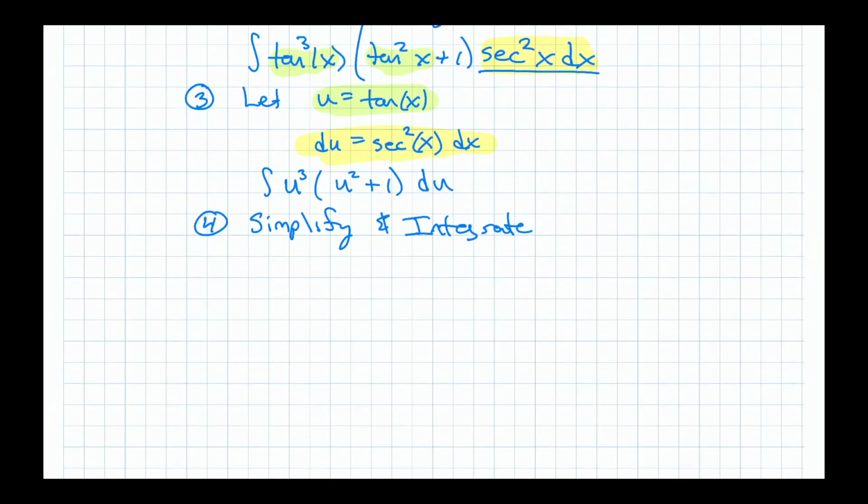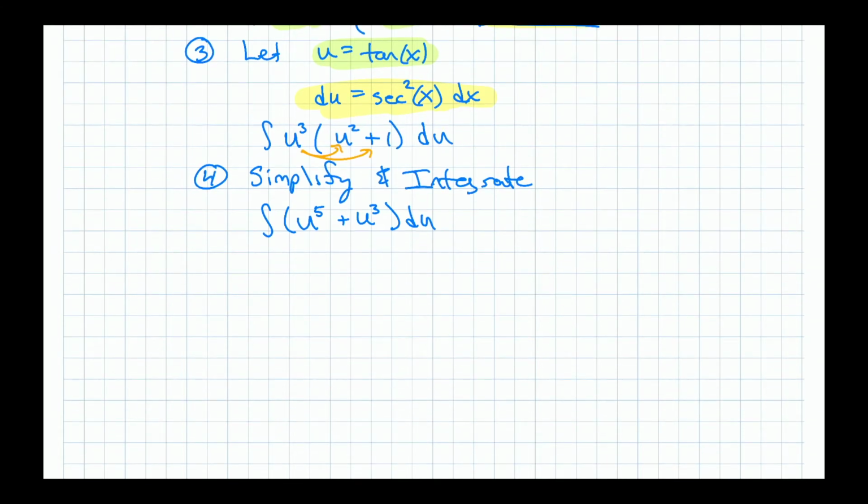So how do we do that? Well, we should multiply this out. We should multiply the u cubed in. So when you do the u cubed times u squared, I guess I'll actually write that on here. Let me get a different color. You're going to distribute the u cubed like that, so you're going to end up with u to the 5 plus u to the 3 du. So that's how you simplify it.